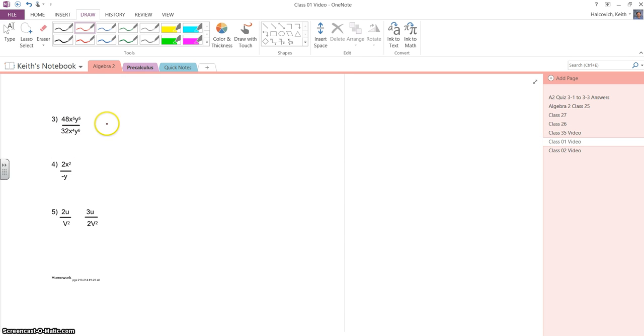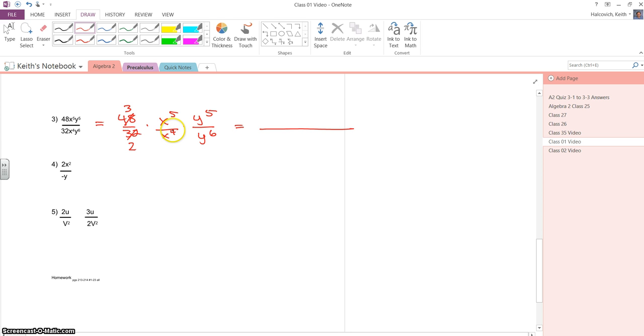The next problem, 48 over 32 times x to the fifth over x to the fourth times y to the fifth over y to the sixth. So 48 and 32 have a common factor of 16, so 16 goes in twice and 3 times there. And then 5 minus 4 gives you 1, so the x goes on the top since the 5 is on the top of the fraction. 5 minus 6 gives you -1, which means the y goes on the bottom since the 6 is the bigger number, and there's your final answer.